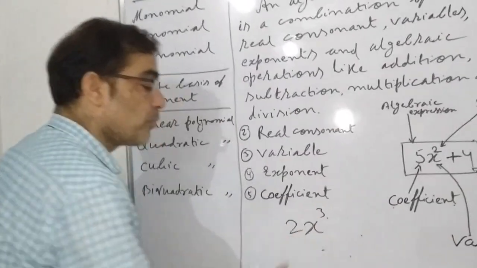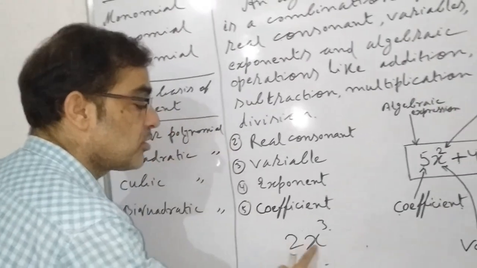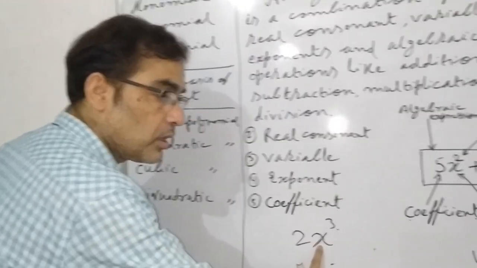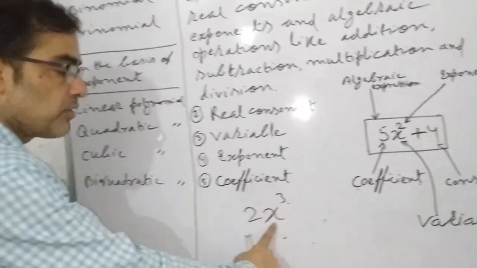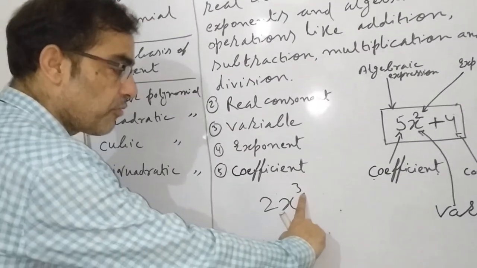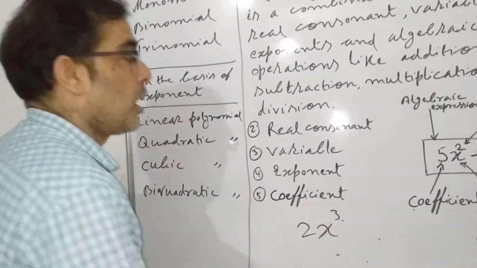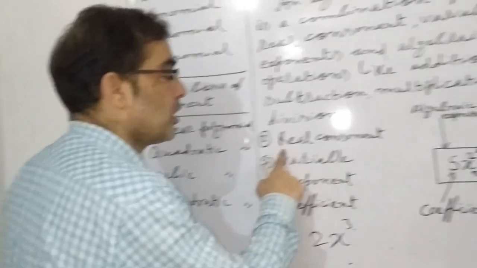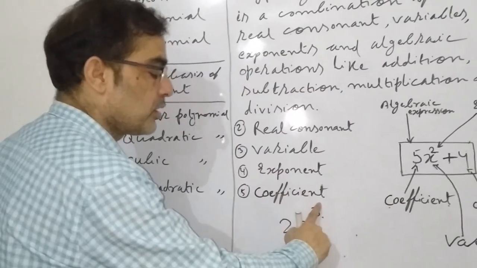The power of a variable is called exponent, and here 2 is attached to variable x. Here 2 will be called the coefficient. X is variable, 3 is the power of the variable, and 2 is the coefficient of the variable. I think you would have understood everything about real constant, variable, exponent, and coefficient.